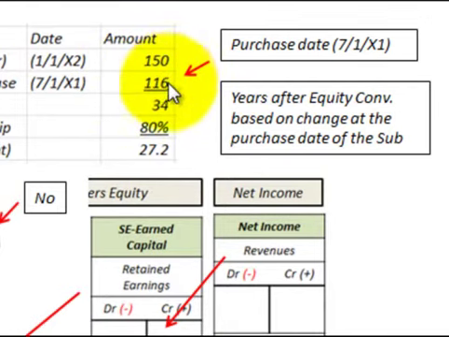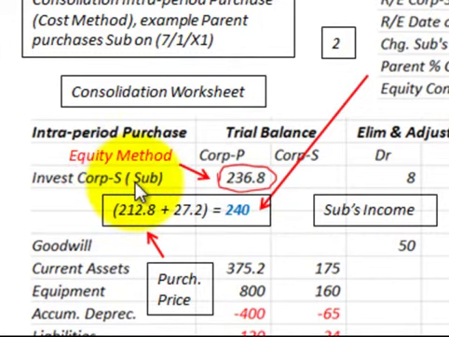So going down to our worksheet, looking at the investment account, what we would do is take the purchase price, in this case $212,800, plus the equity conversion that we had for $27,200. You add those together, and that gives us our investment account in the subsidiary of $240,000.